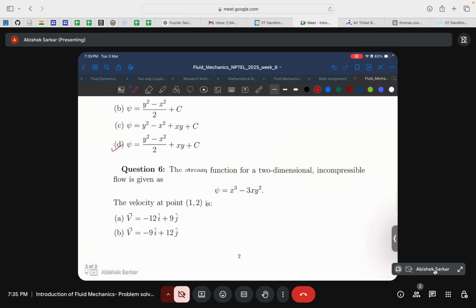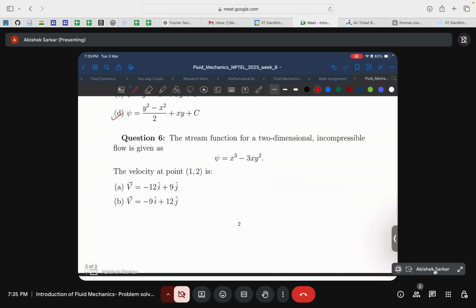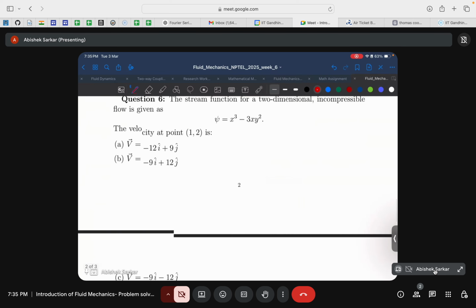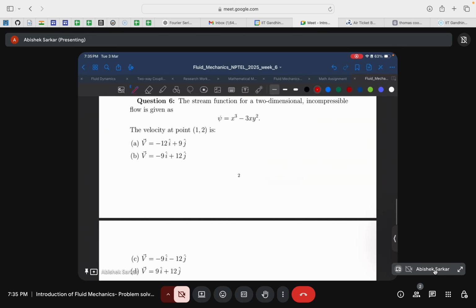Now let's look at question number 6. A stream function for a two-dimensional incompressible flow field is given by, I think I want to zoom out a bit, psi is given as x cube minus 3x y square. Psi is already given. You need to find the velocity field. This gives you a brief idea of why the stream function is important. Even by only knowing the stream function for a 2D incompressible flow field, you know the entire flow field now, right? Because this will give you the velocity components.